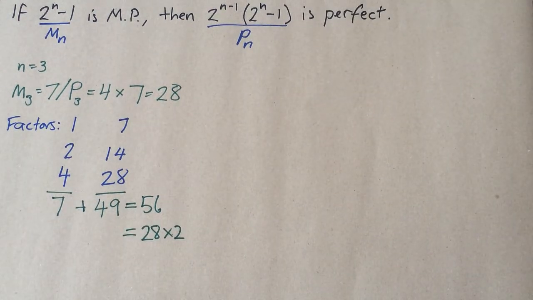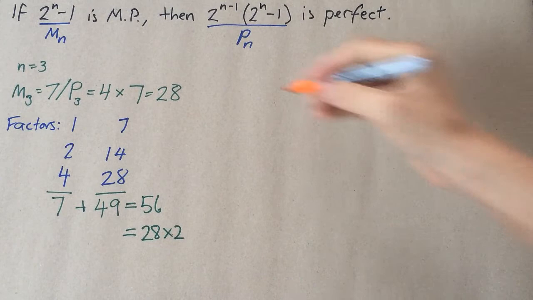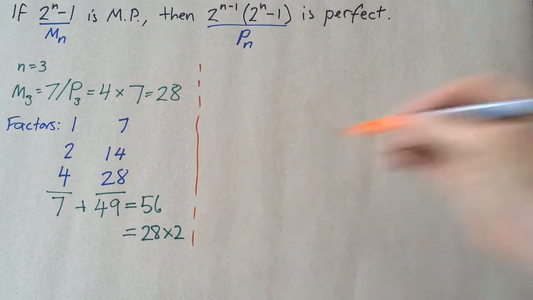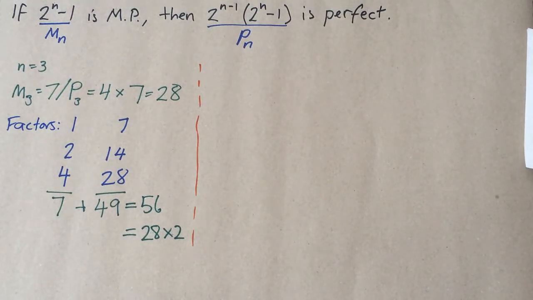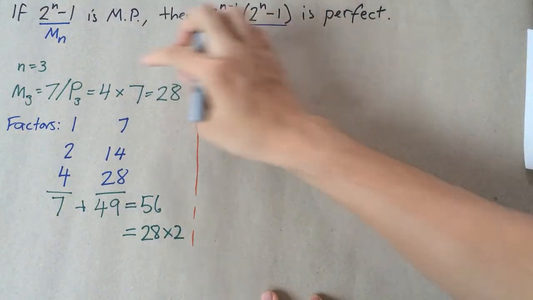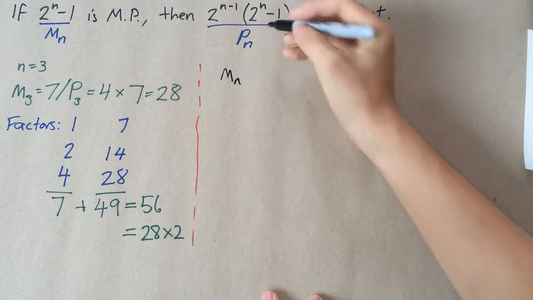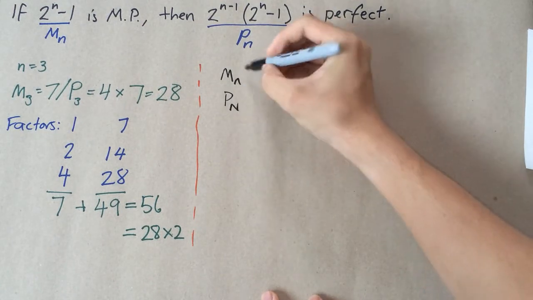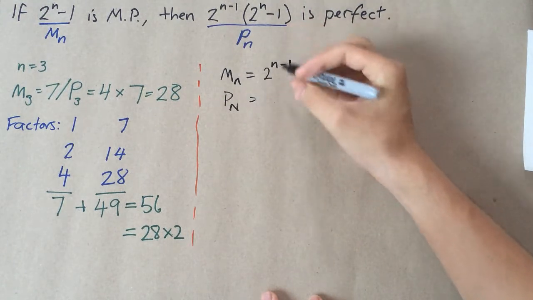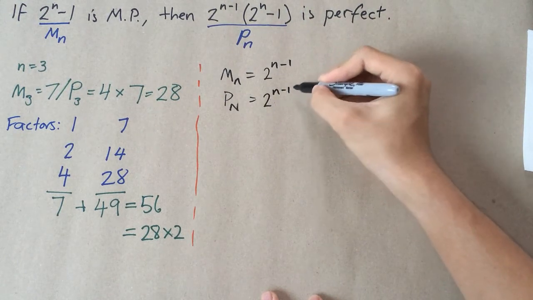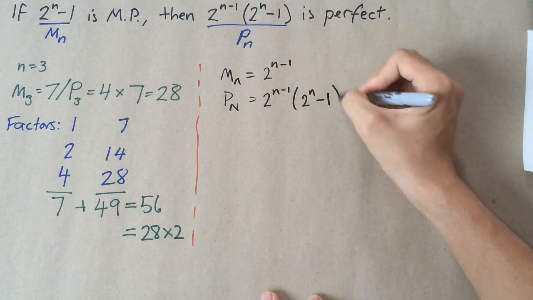Now enough with that. Now we look at it in algebraic terms. We're not actually going to use numbers, we're going to be using letters. So we have M_n and we have P_n. I'm just going to rewrite it here. M_n is going to be 2^n minus 1. P_n will be 2^(n-1) times (2^n minus 1).